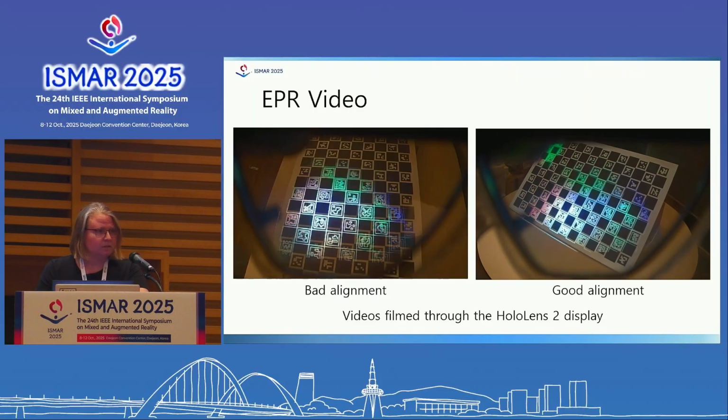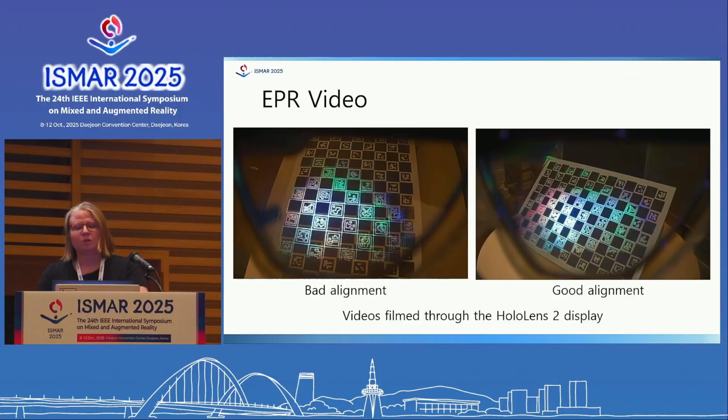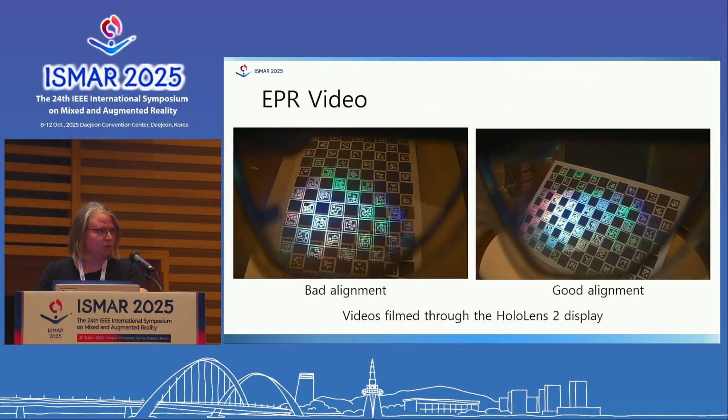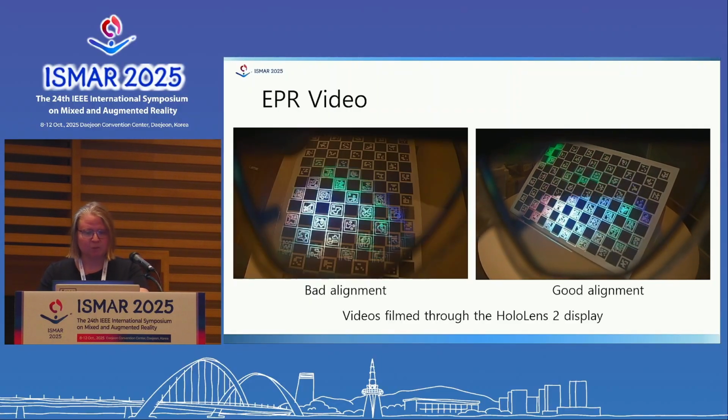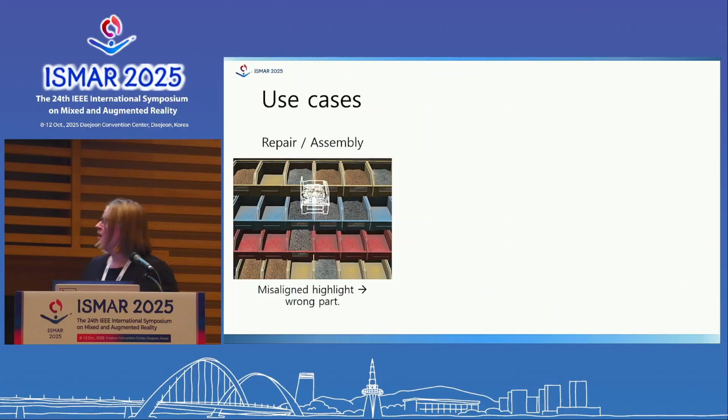So, use cases. Where might we use this combination of camera-derived virtual cues and eye perspective rendering? First, in repair and assembly tasks, an assistant might highlight the next tool or part that you should use. And of course, if the highlight is misaligned, then the user might pick up the wrong tool or part.